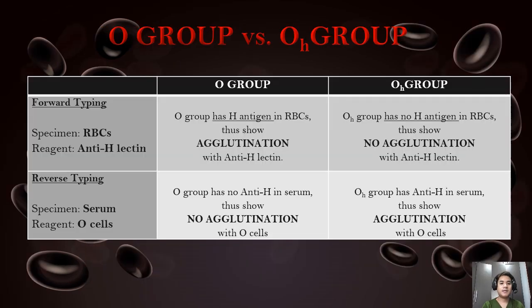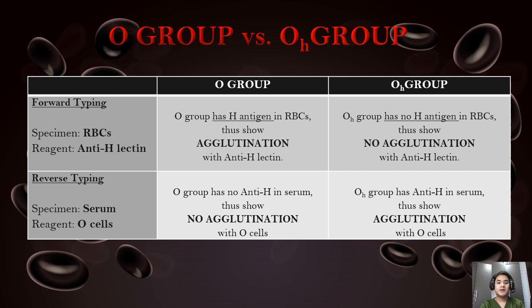This is a perfect tabular comparison between a group O and an H null, or your Bombay phenotype. Remember that a Bombay phenotype is mistakenly phenotyped as group O in the forward grouping, since just like your blood group O, H null phenotype also does not present an antigen on its RBC membranes, and they can only be differentiated by the use of your anti-H lectin in the forward grouping and O cells in the reverse or serum typing.